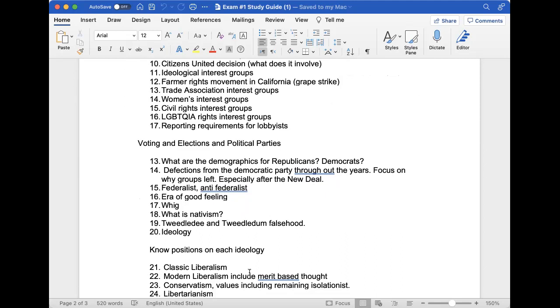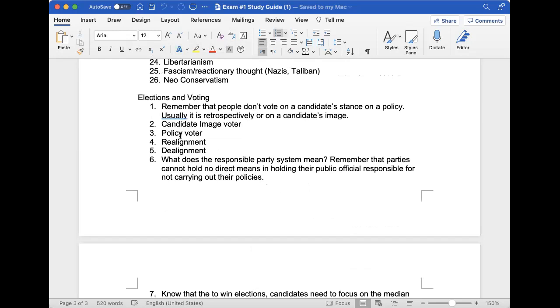Know the terms realignment and de-alignment. De-alignment is when a group of people detach themselves from a political party and become independent. Realignment is a little bit different. Realignment is when a demographic group leaves a party and becomes part of another party.